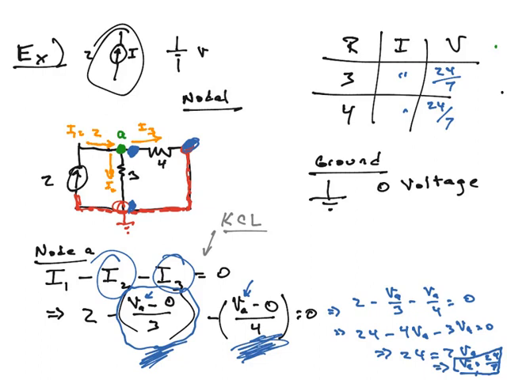Once this is done, now we set up our equations using KCL. And KCL says all the i's coming in are positive, all the i's going out are negative. I add them all up, set it equal to 0.